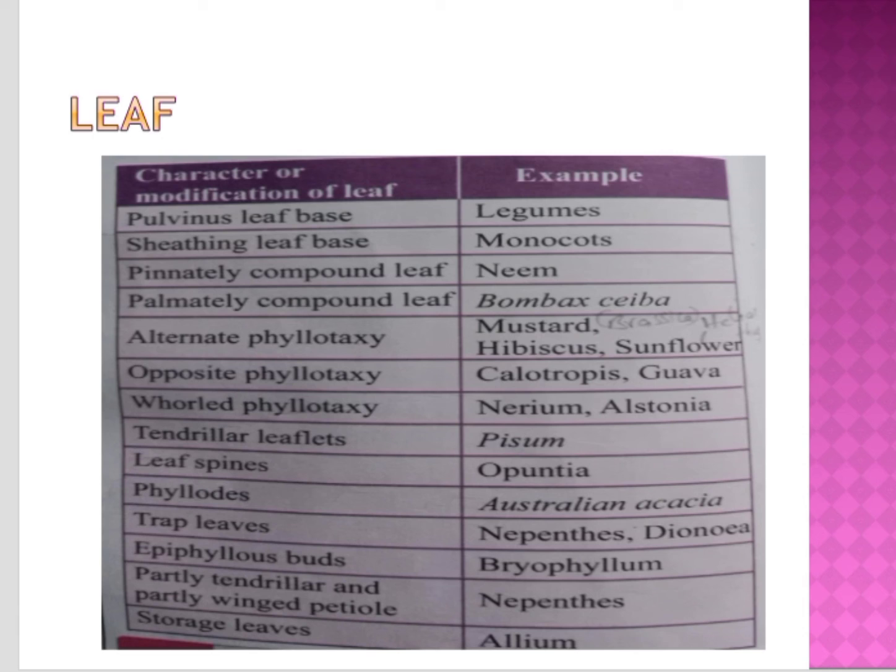Alternate phyllotaxy: mustard, hibiscus, sunflower. Opposite is Calotropis and guava. Whorled is seen in Nerium and Alstonia. Leaf tendrils are seen in Pisum sativum, that is green peas. Leaf spines, Opuntia is the example. Phyllode, Australian Acacia. Epiphyllous leaves, Bryophyllum. Trap leaves, Nepenthes, Dionaea. Storage leaves, Allium cepa.